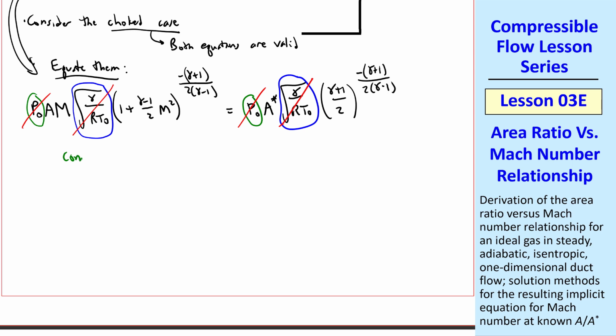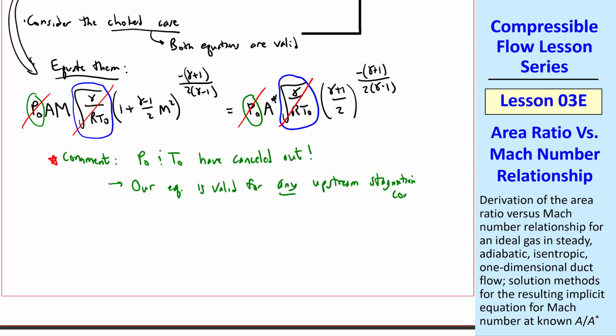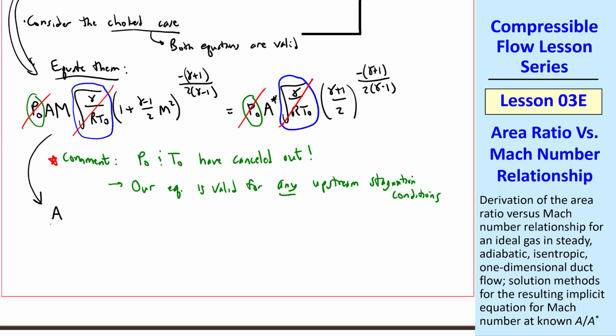Before I continue, I'll make a very important comment. Namely, P0 and T0 have canceled out. This implies that our equation is valid for any upstream stagnation conditions. To continue this derivation, I'll leave A on the left and divide by A star. From the right, I'll put everything else on the right side.